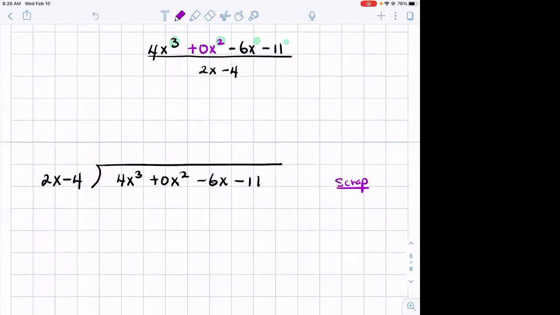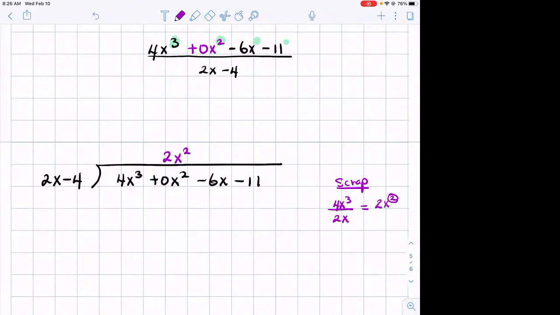The first term on the inside is 4x cubed. The first term on the outside is 2x. If you do this division, 4 divided by 2 is 2, and x cubed divided by x is x squared. So I will write this x squared term above the x squared term, which happens to be the placeholder. So this becomes 2x squared here.